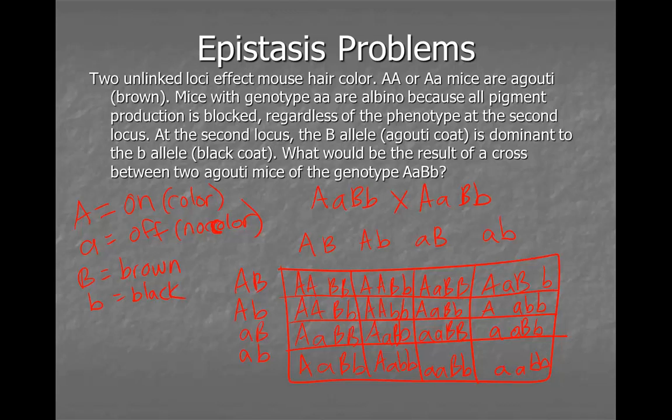Now the question says, what would be the result of a cross between two agouti mice of the genotype heterozygous for both traits? If we look at our phenotypes, we have 9, which will be agouti. These all have a capital A, meaning the color is turned on, and a capital B. Then we have 3 out of 16, which will have the black fur. These are all homozygous recessive for the second trait, and again, a capital A.